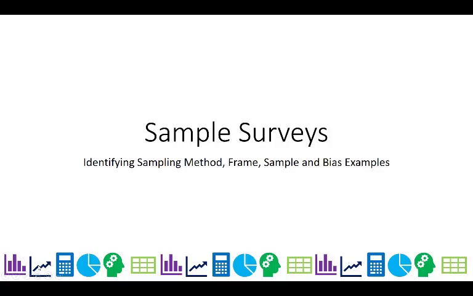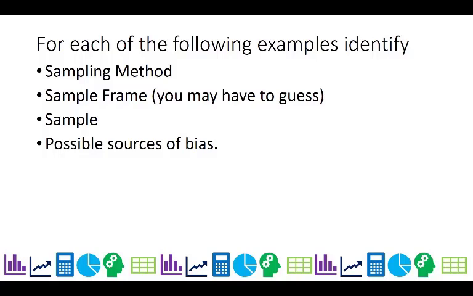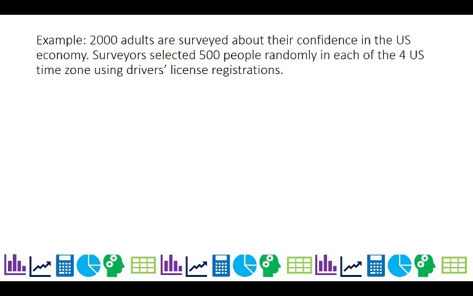All right, so let's go ahead and look at a couple of examples to bring this all together. For each of the following, we're going to determine the sampling method, the sampling frame (you might have to guess on that), the sample, and the possible sources of bias. We have 2,000 adults surveyed about their confidence in the U.S. economy. Surveyors selected 500 people randomly in each of the 4 U.S. time zones using driver's license registration.